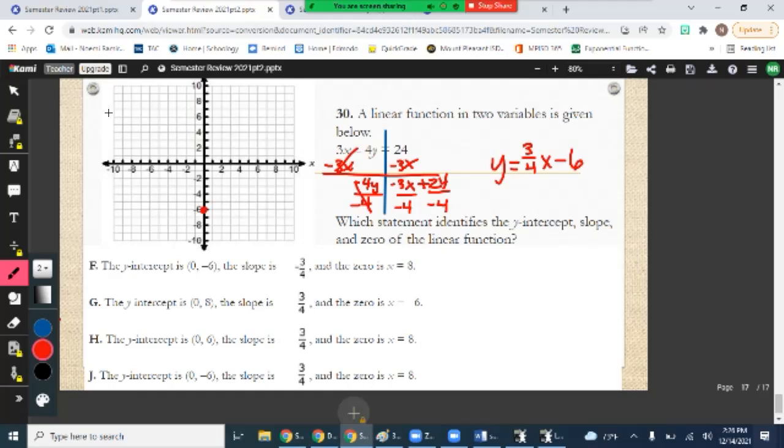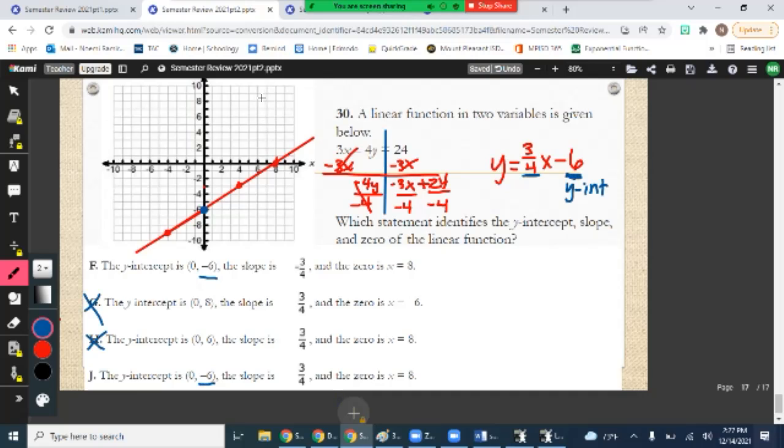Meaning I start at the negative 6, it's positive 3/4, so up 3, over 4. I can also go down to the left. And there is my line. Now you were asked on your packet to identify 3 parts of this. The first part is the y-intercept. What is the y-intercept? It crosses at the negative 6, bringing it down to F and J, but you should also be able to recognize that's negative 6 in the equation. What is the slope?